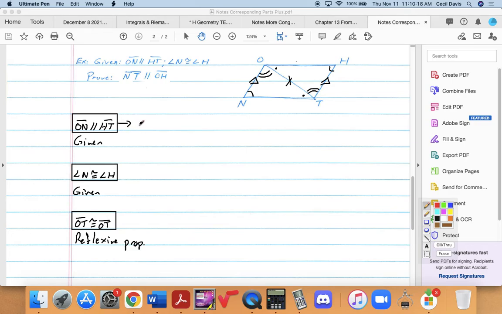So angle TON is congruent to angle HTO. And what's the reason for that? Alternate interior angle theorem. Good. Do we have enough now to prove the triangles congruent?